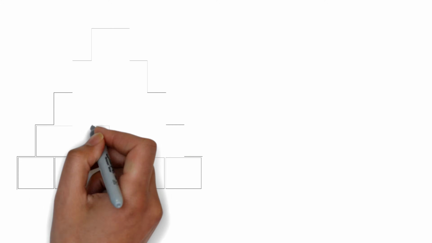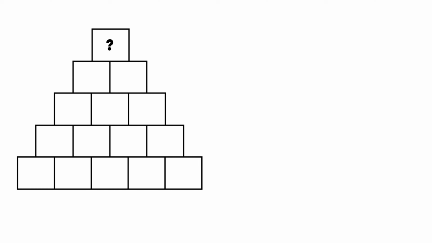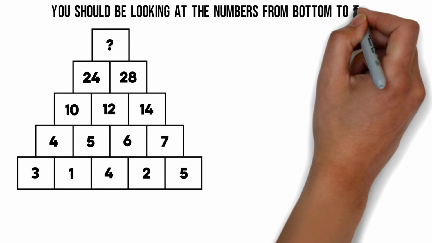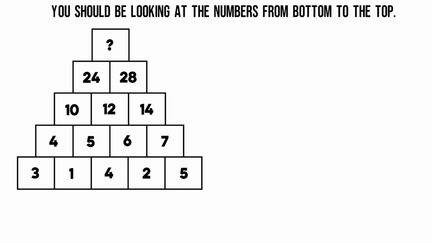Well, here, to be honest, I tried to trick you. I went in describing numbers from top to bottom, but in reality, you should be looking at the numbers from bottom to the top. If we start from the bottom row, for example with numbers 3 and 1, you see that the sum of 3 and 1 will add up to 4. But then it gets trickier.